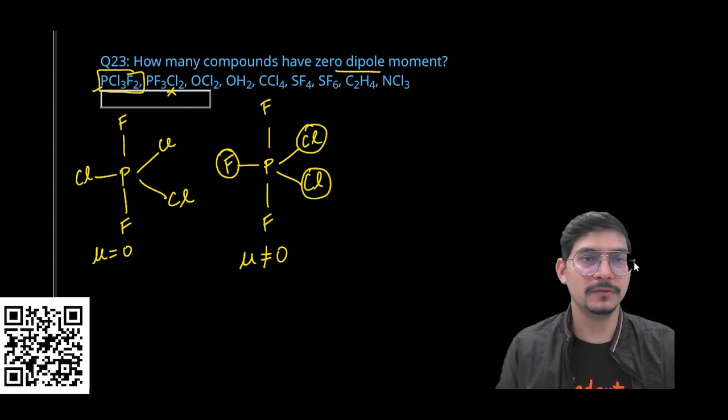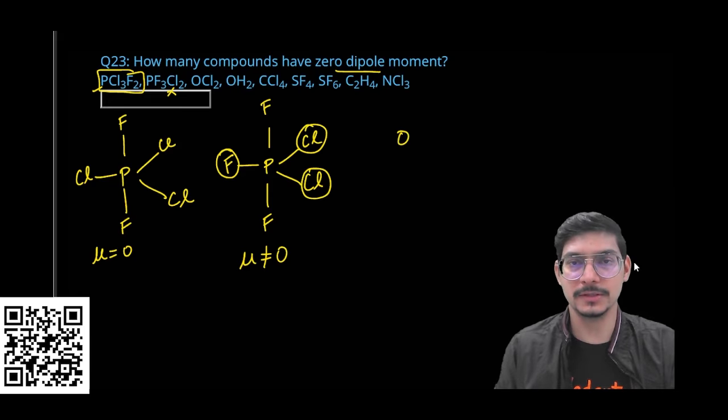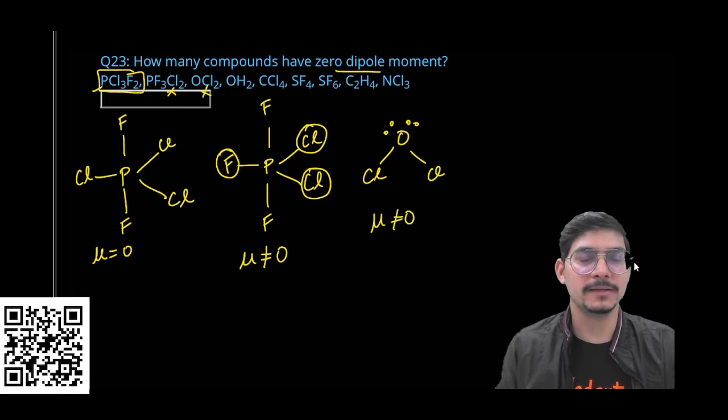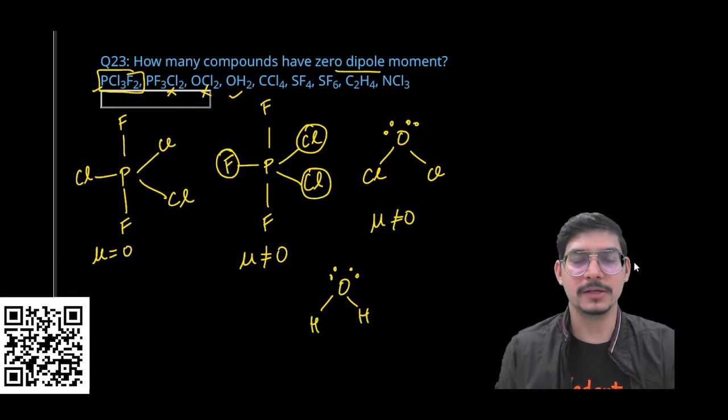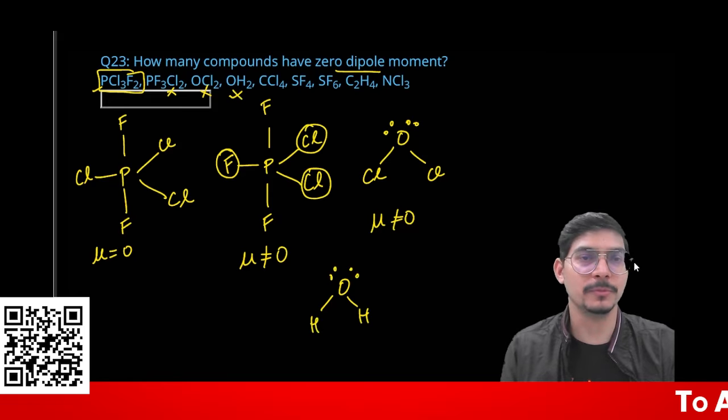In the next molecule, we have OCl2. If we take oxygen here as a central atom, then we can see that definitely this molecule has non-zero dipole moment, right? Which means that it's a polar molecule. And similar to this is our water molecule, because in water also oxygen is the central atom. With 2 polar bonds and 2 lone pairs, this molecule is also highly polar, right? It does not have zero dipole moment.